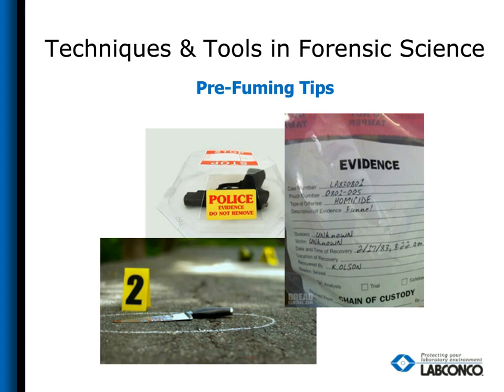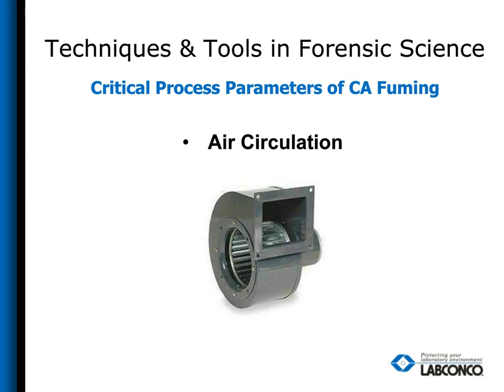A few of the parameters with CA processing that are consistent is air circulation. This is where a lot of the homemade fuming vessels, or fish tanks, or even garbage cans used out there tend to fail or break down in the process. Consistent, even air circulation throughout the whole fuming area helps ensure all the evidence within the container or the device is properly fumed.